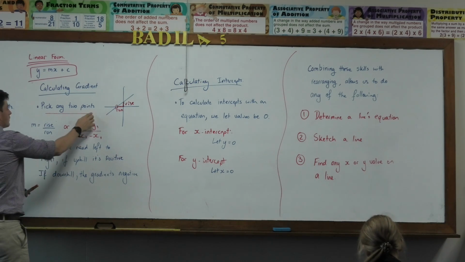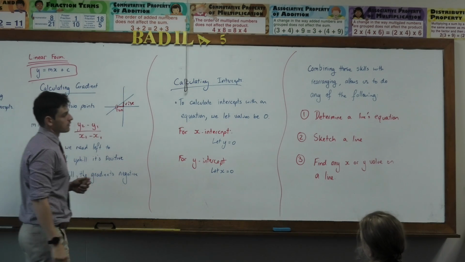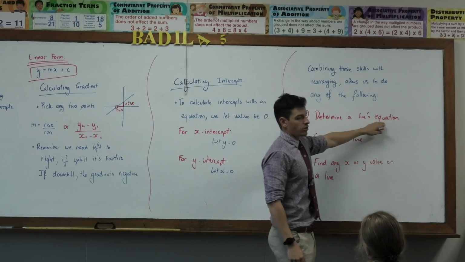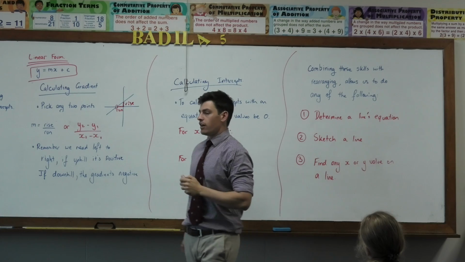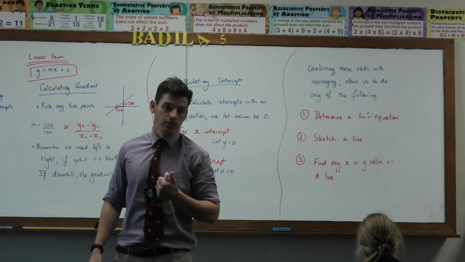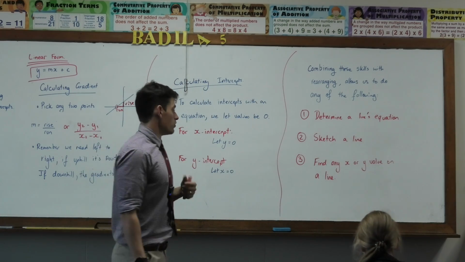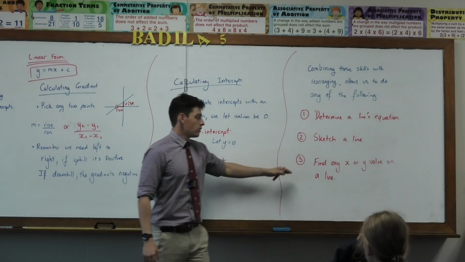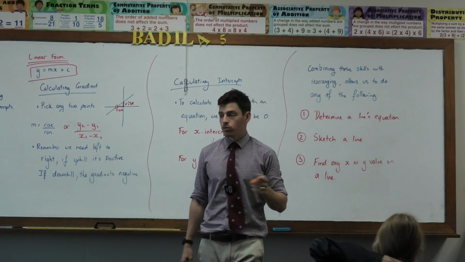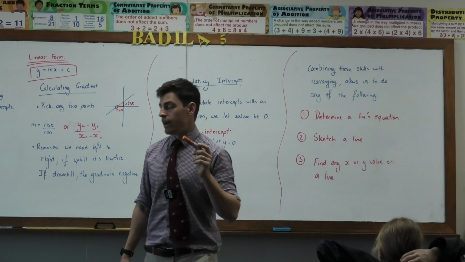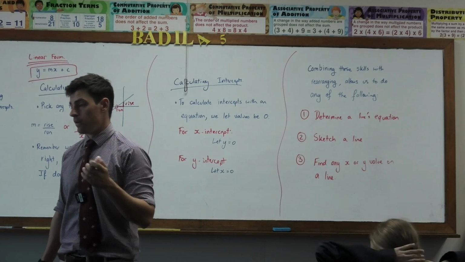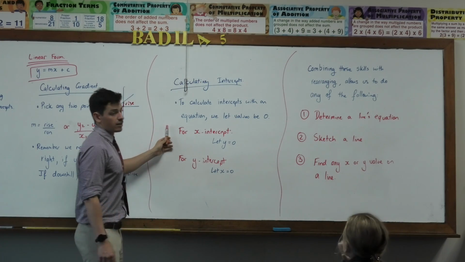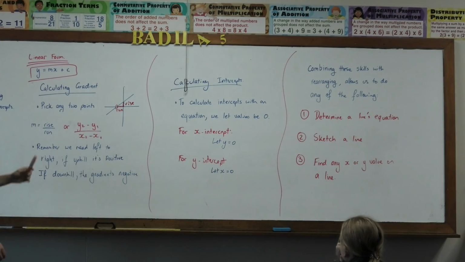Happy with that? The last little thing here is just a summary. So if we can use these skills with rearranging, we can determine any line's equation. I can show you any line, and you can tell me the equation of that line. You can sketch any line. I can give you any linear function, you should be able to sketch it. And you can find an x or y value at any point on a line, providing you know the other one. So what skills do you need? Calculate an intercept, calculate a gradient, and rearranging.